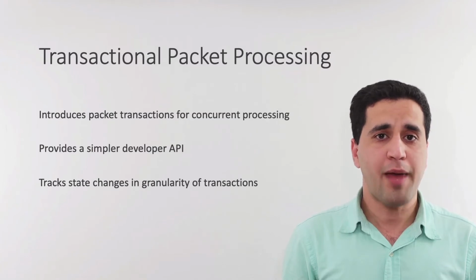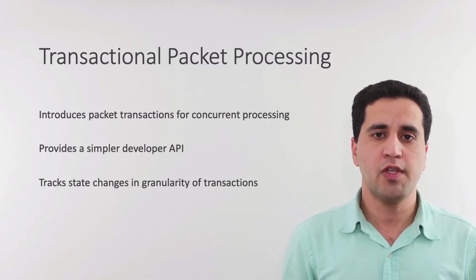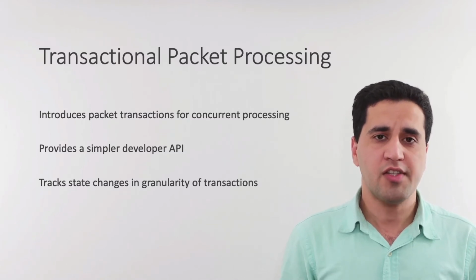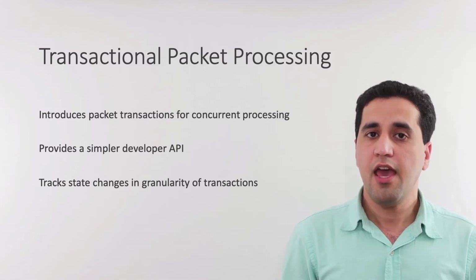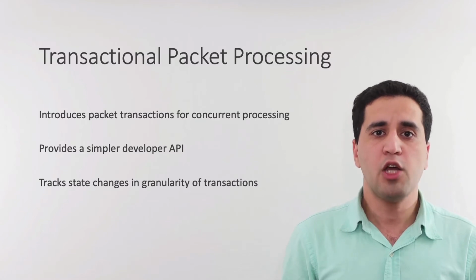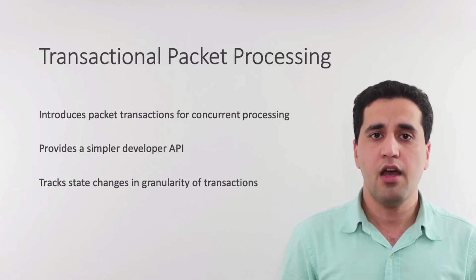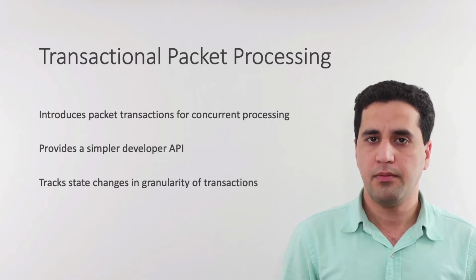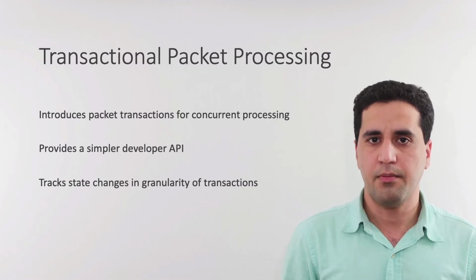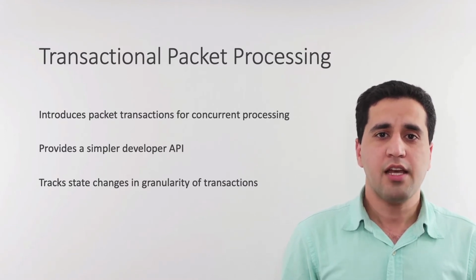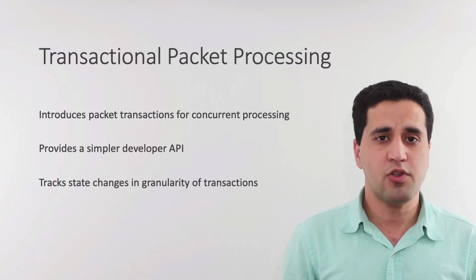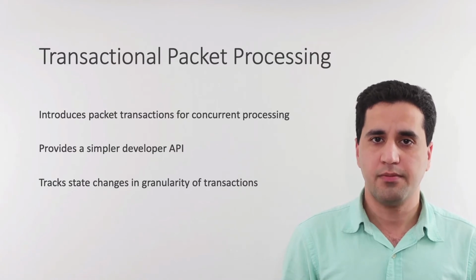To support concurrent packet processing, FTC introduces transactional packet processing. Most existing solutions are single-threaded or batch packet processing. FTMB provides concurrent packet processing, however it uses a complex design to track every read and write on any state variable. FTC introduces packet transactions for a simpler design. It tracks the state changes at the granularity of packet transactions. It also does not track read-only transactions.